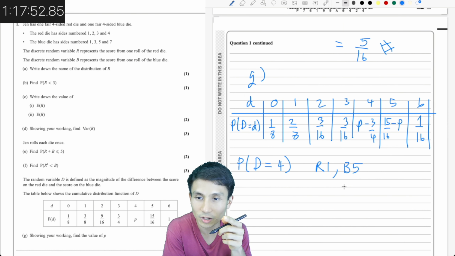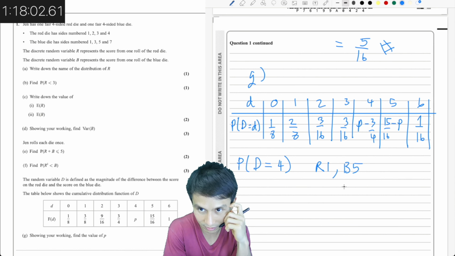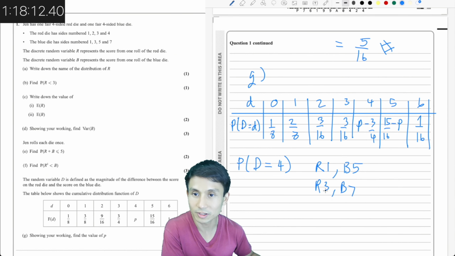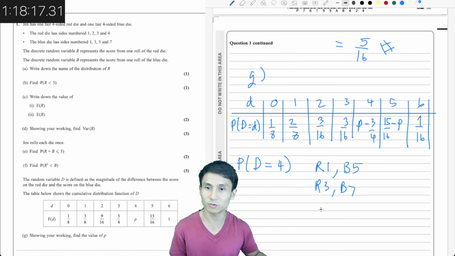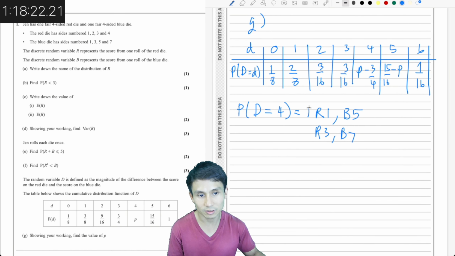Can we get it any other way? If red is 1, blue is 5. If red is 2, blue can't be anything. If red is 3, then blue is 7, and the difference is 4. And that's it. If red is 4, then we don't have anything for blue. So this is P of that plus P of red being 3, blue being 7. Okay?